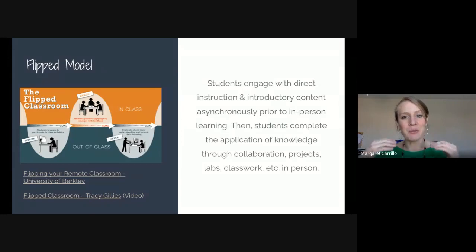So that way you can really focus on that deep dive into content. And then outside of class after that, they can engage in some independent practice work or some independent reflection and development on that concept.